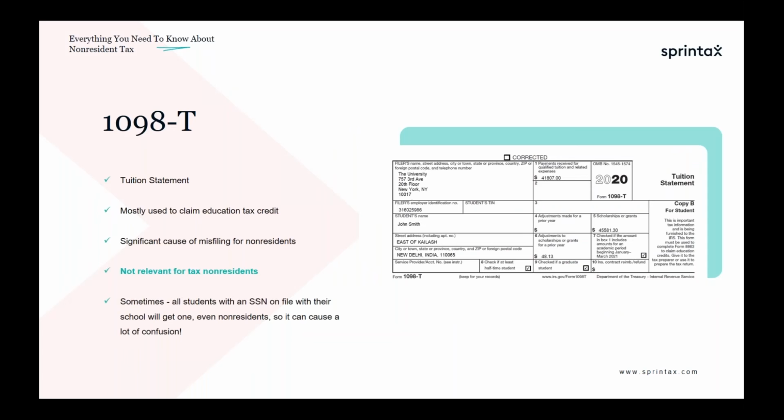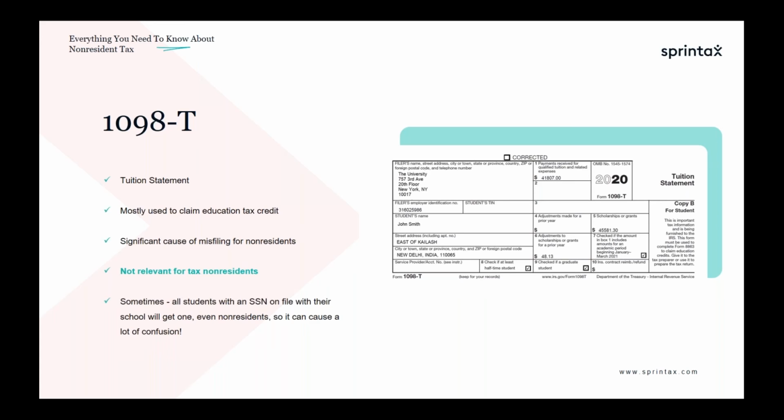Another important slide is around the 1098T, which is typically a tuition statement used by tax residents on their resident tax return to claim an education tax credit. Where we see significant causes of misfiling is where non-residents receive a 1098T, mistakenly file a resident tax return using resident software, and use the 1098T to claim an education tax credit.